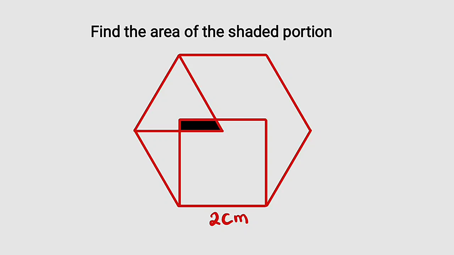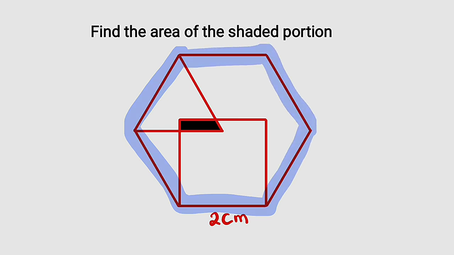Hello everyone. In this tutorial, we are going to provide a solution to this interesting geometry problem. We are asked to find the area of the shaded region which is bounded by a square and an equilateral triangle. Let's get started. This is a regular polygon.